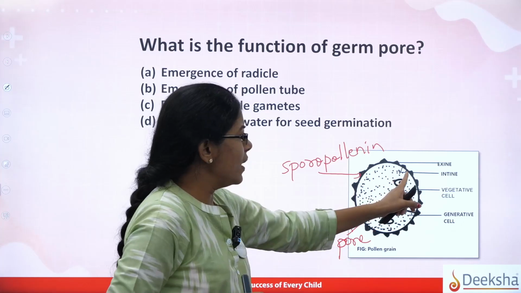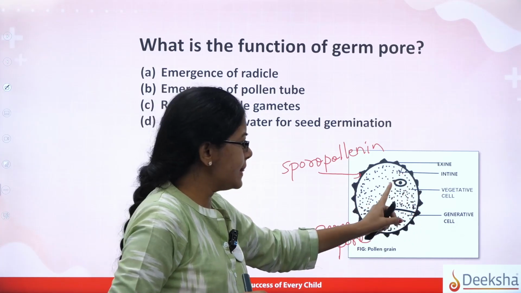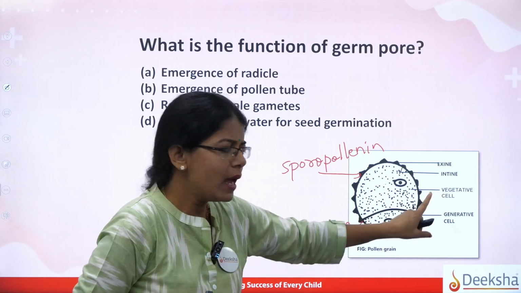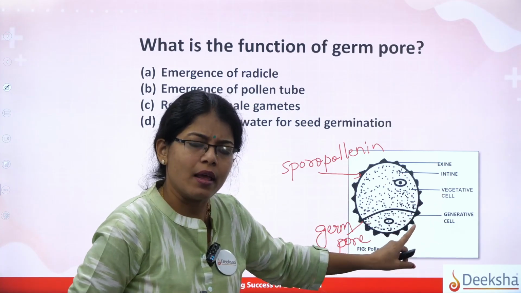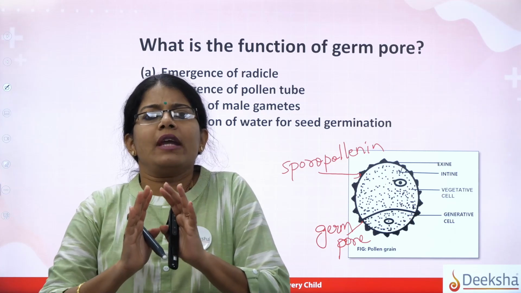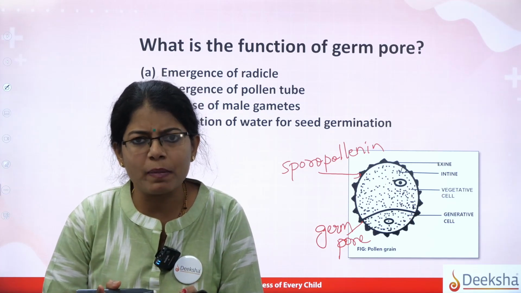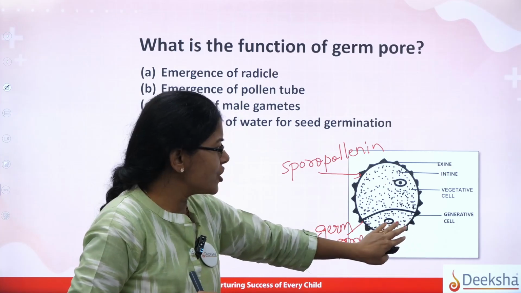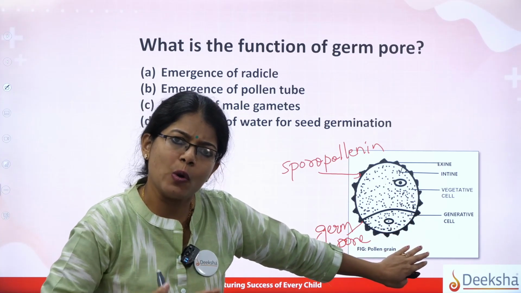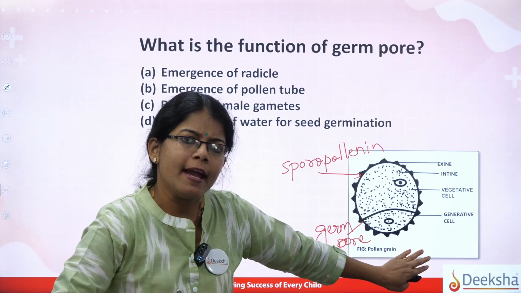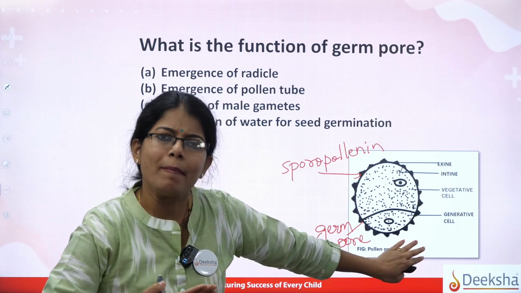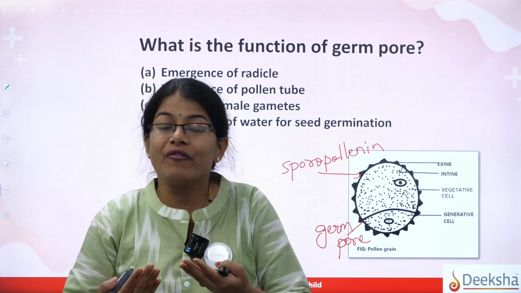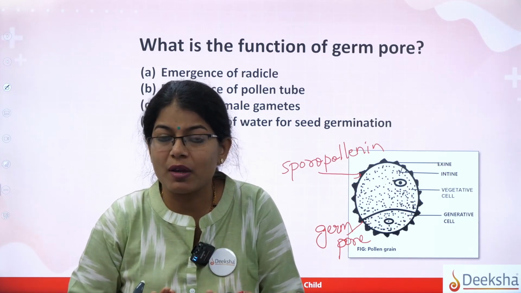Now, just go inside, you get the intine and then you get two types of cells here. One will be the vegetative cell, another will be the generative cell. Vegetative cell captures the major portion, having more of the cytoplasm, and in that is housed the generative cell. The generative cell slowly, as per the development, helps in the formation of the two male gametes which will later be ready to fuse with the egg cell of the embryo sac, that is the female gametophyte.